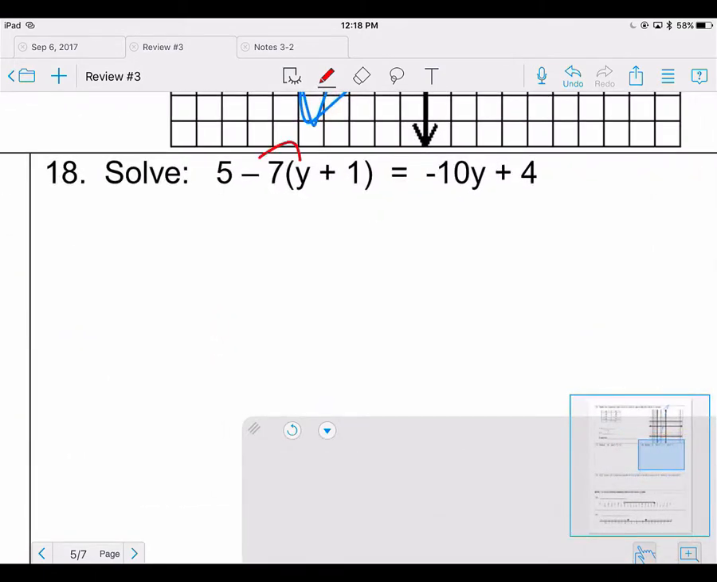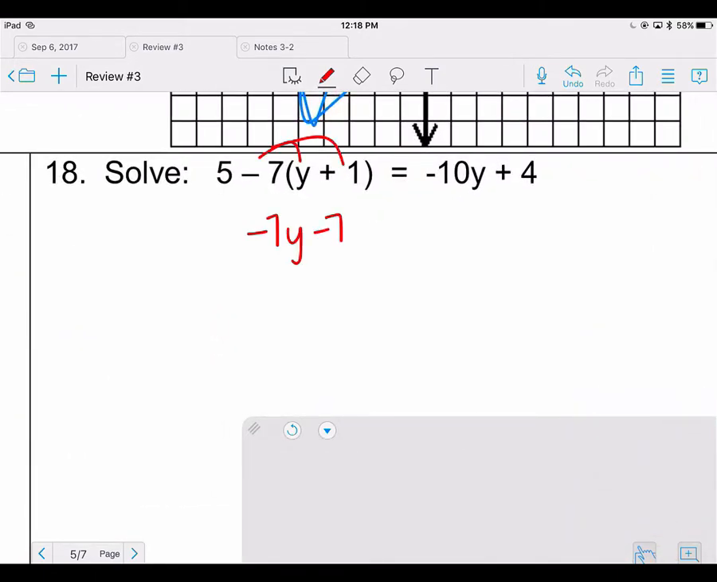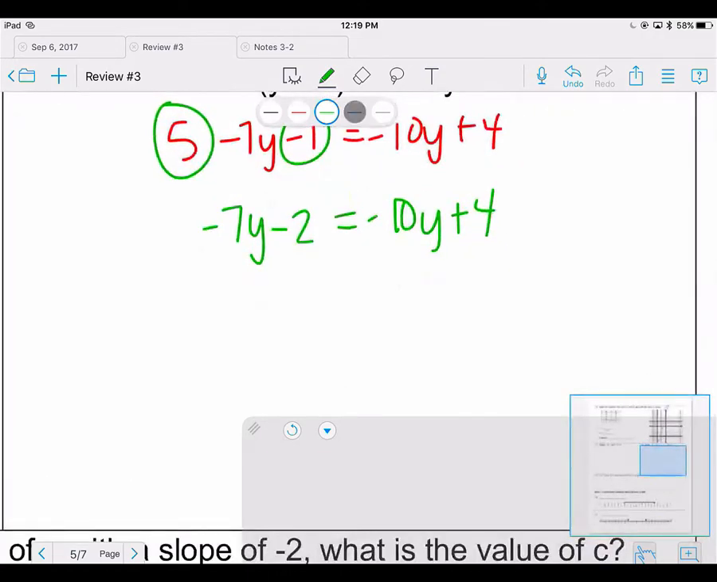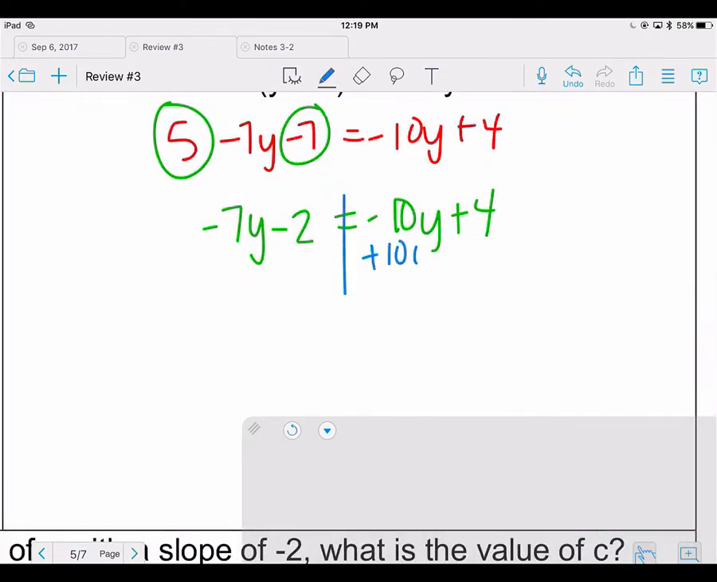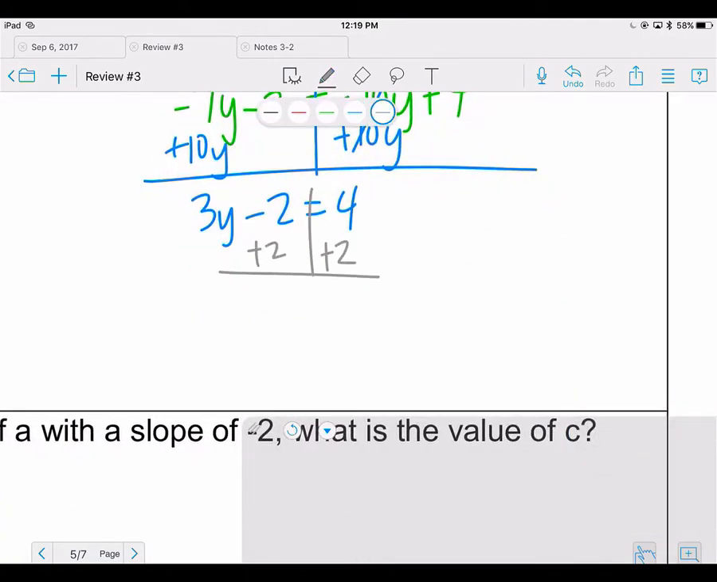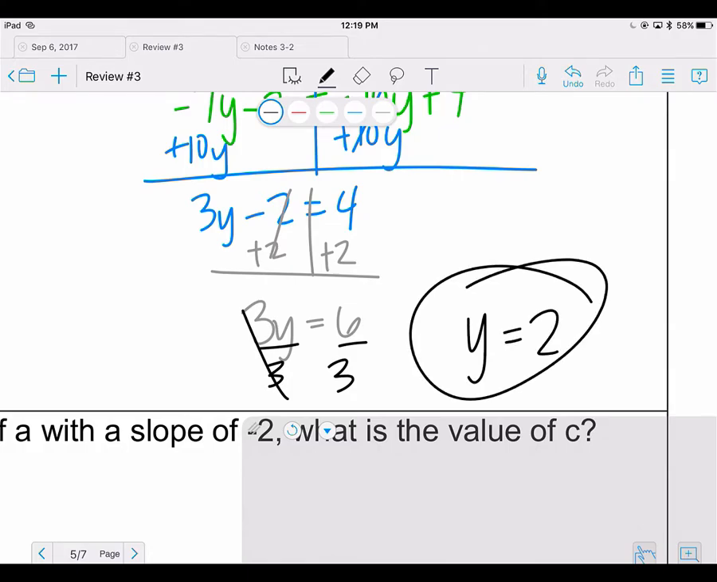Problem 18, distribute that negative 7 to both terms. Keep everything else the same. Combine your like terms, so negative 7y minus 2. Everything else stays the same. I'm going to move 10y because it's smaller. You can feel free to move 7. Just watch your negatives. So 3y minus 2 equals 4. Add 2 to both sides. 3y equals 6. Divide by 3, and y equals 2.